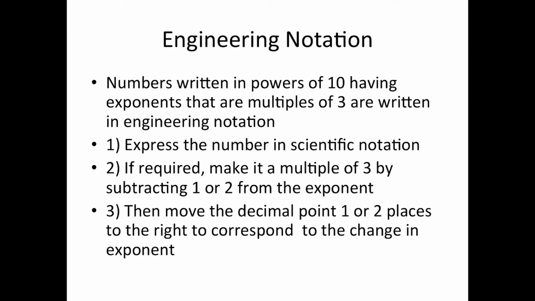Engineering notation is a little different than scientific notation because all the exponents are multiples of 3. Numbers written in powers of 10 having exponents that are multiples of 3 are written in engineering notation. First, you express the number in scientific notation. Second, if required, you make the exponent a multiple of 3 by subtracting 1 or 2 from it. Third, you move the decimal point 1 or 2 places to the right to correspond to the change in the exponent.